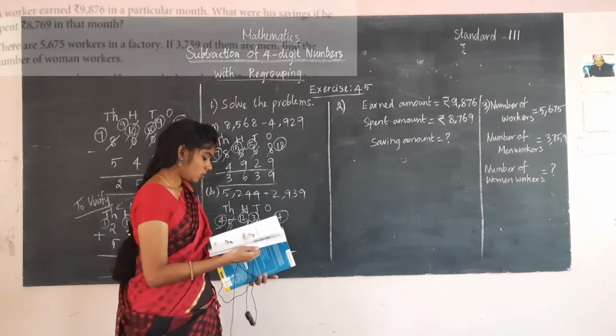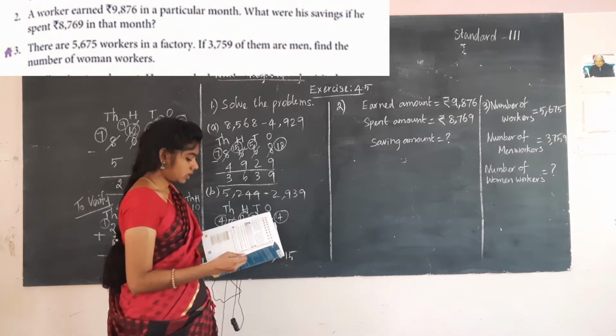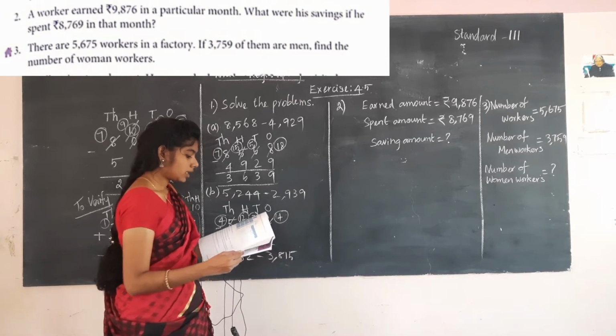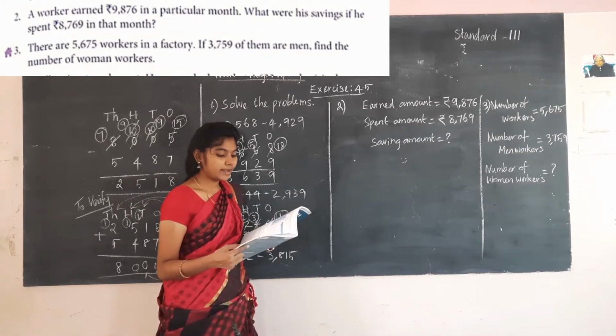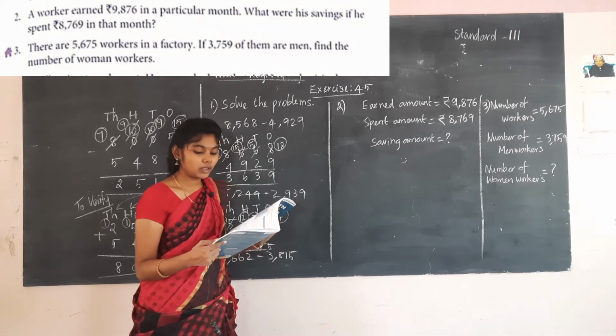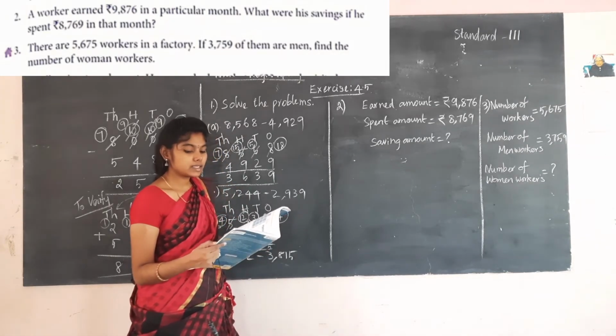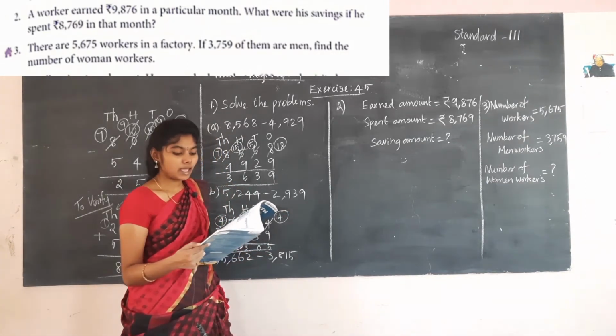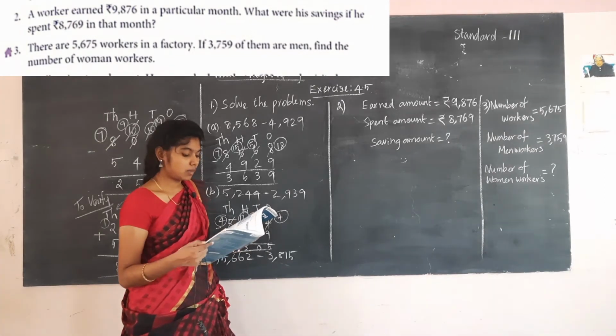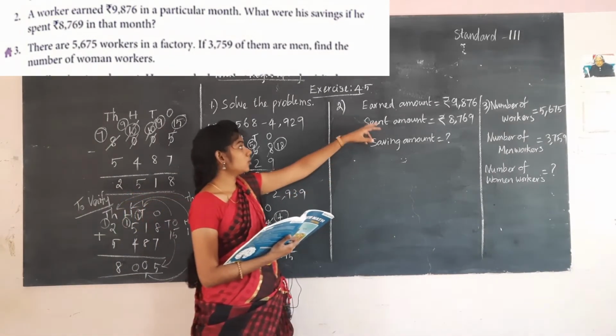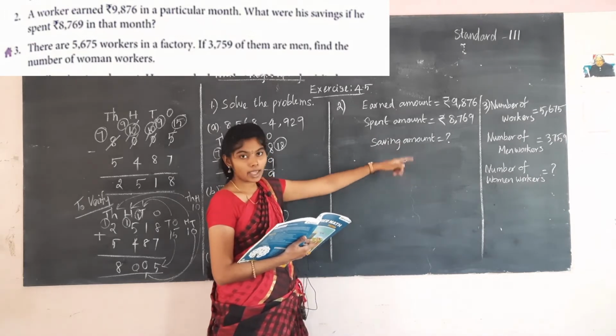And now we are going to see the second sum. A worker earned rupees 9,876 in a particular month. What were his savings if he spent rupees 8,769 in that month? I have given the values, that is, the given things in the question, here.